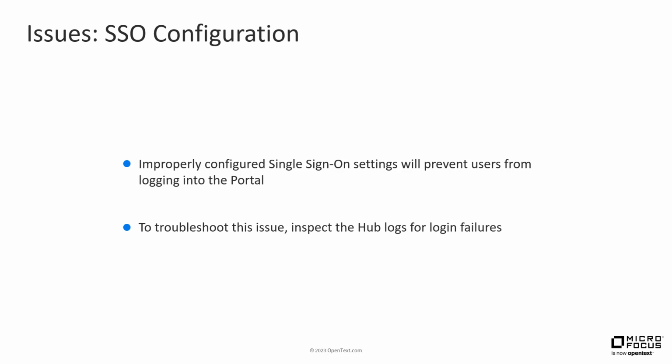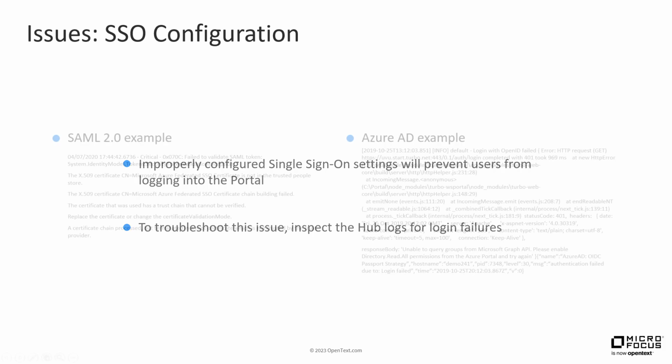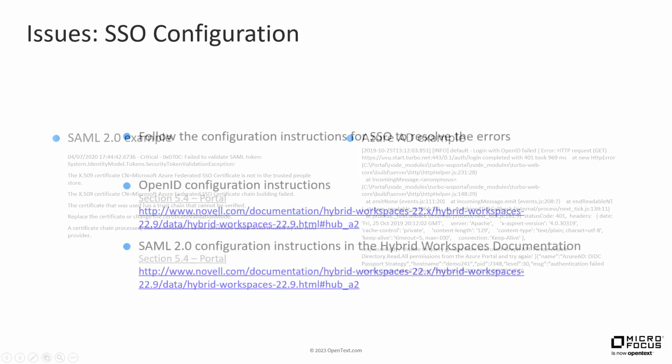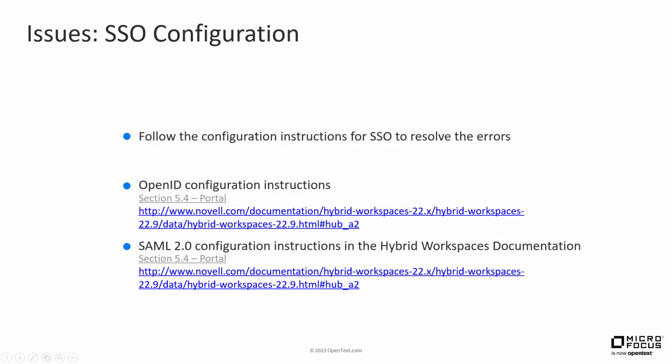Similarly, if you have not configured single sign-on, it will prevent users from logging into the portal. To troubleshoot this issue, you should be inspecting the hub logs for login failures. Here are some examples for when you have issues with SAML 2.0, as well as OpenID with Azure AD. To resolve the errors, you need to follow the configuration instructions in the documentation.